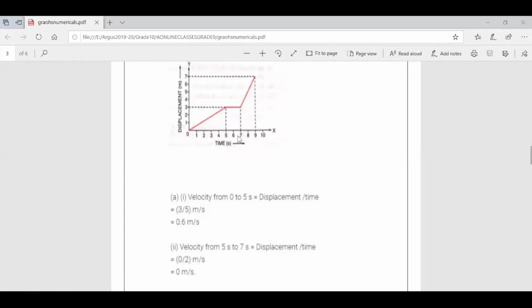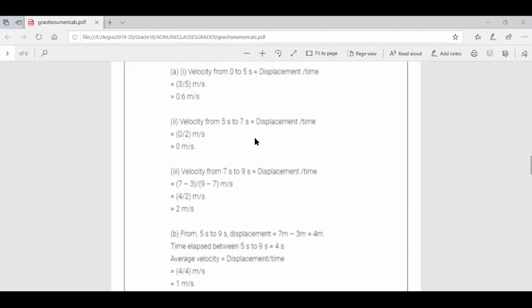Now velocity between 7 and 9 seconds. So let's come to 9. Go up to this part, go to the right hand side. What is the displacement at 9 seconds? 7. And what is the displacement at 7 seconds? Go to the left hand side. 3. So 7 and 3. 7 minus 3, 4. Now from here, come down, 9. From here, come down, 7. 9 minus 7, 2. So 4 upon 2, 2 meters per second. Did you understand? So the velocity is 2 meters per second.